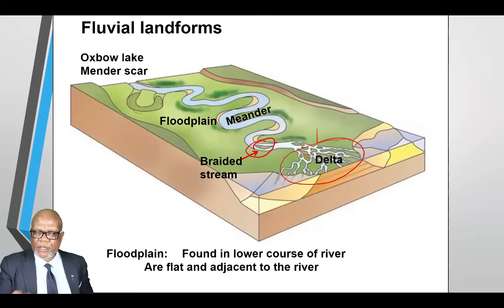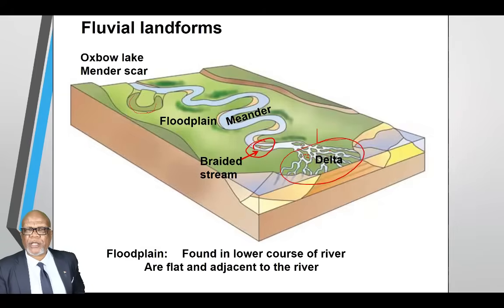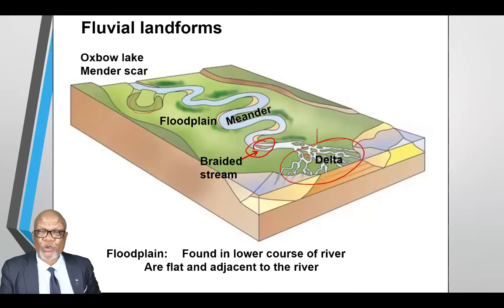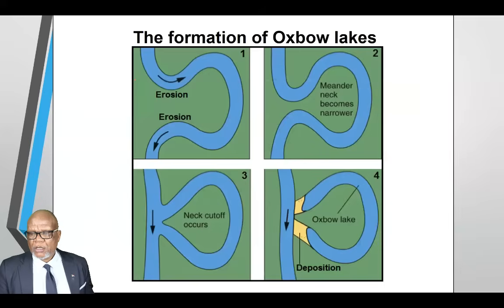And now, what do we have there? You have your Oxbow Lake. This one already we can see doesn't have water, so now it becomes a meander scar. When it contains water, it is an Oxbow Lake. Once it becomes dry, we no longer call it an Oxbow Lake. We now call it a meander scar. And now that's the development of a meander.